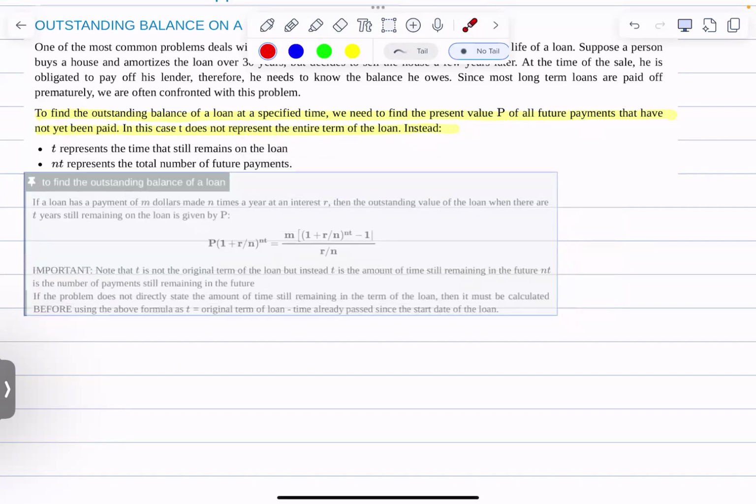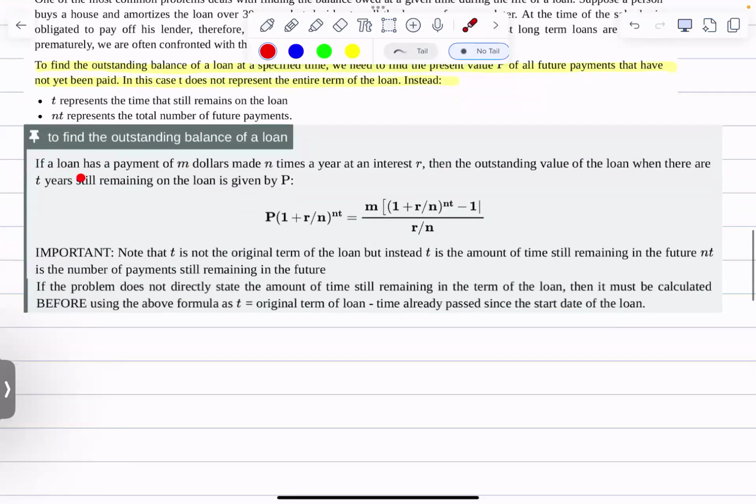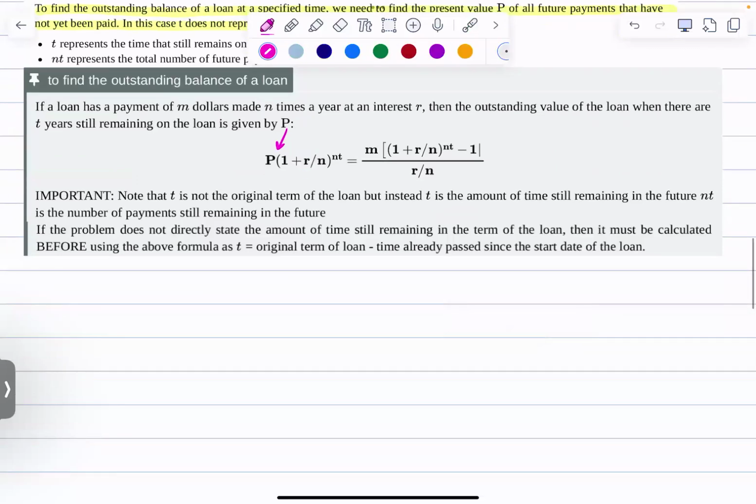Blow this up a little bit. So if a loan has a payment of M dollars made N times a year at an interest rate R, then the outstanding value of the loan P is given by P. And we use this exact same formula, except now the change is that T is the amount of time still remaining in the future.